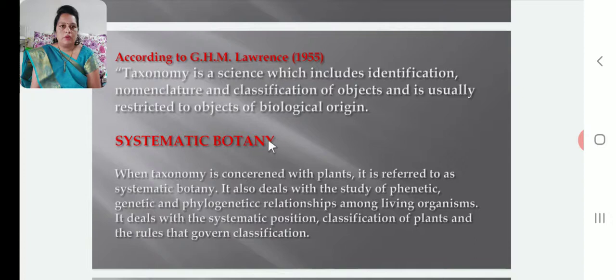Another term is systematic botany. When taxonomy is concerned with plants, it is referred to as systematic botany. There is animal taxonomy as well as plant taxonomy, but when taxonomy is concerned only with botany, it is called systematic botany. It also deals with the study of phenetic, genetic and phylogenetic relationships among living organisms. It deals with the systematic position and classification of plants and the rules that govern classification.